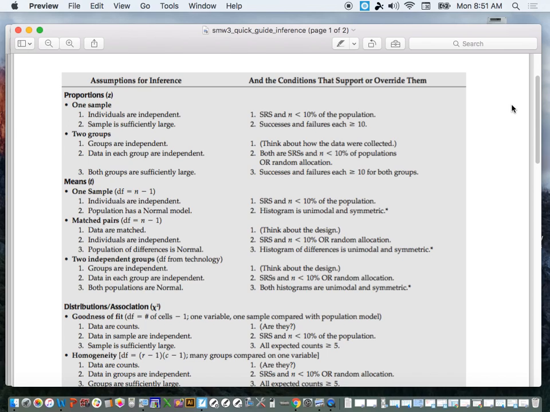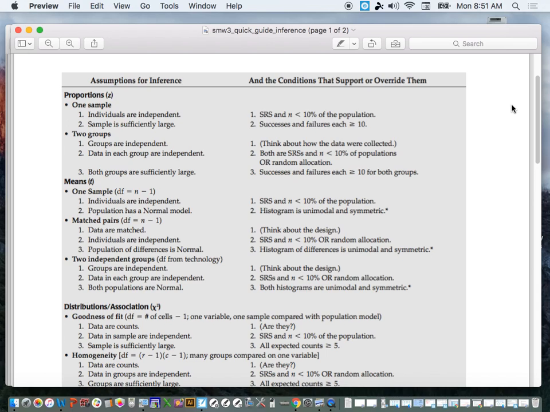If we're doing a matched pairs test, we just have to verify that we have matched data, and then we do the same thing. But we do everything on the paired differences, so we create a third list of the differences. If we're doing a two-sample t-test, the other assumption is that the two groups are independent, so you have to think about that. And then you check randomization, 10% or random assignment for an experiment in each group, and check both histograms if they're unimodal or symmetric.